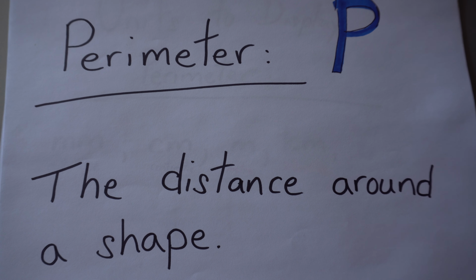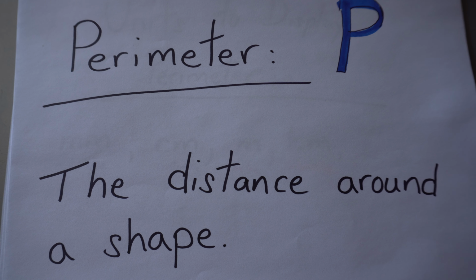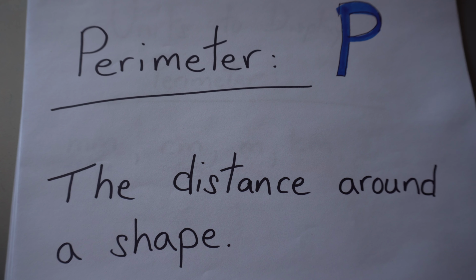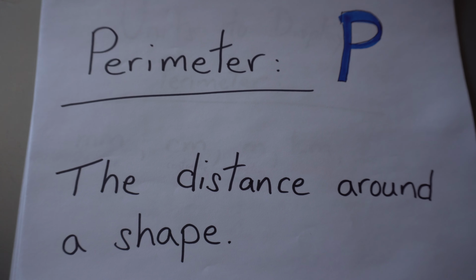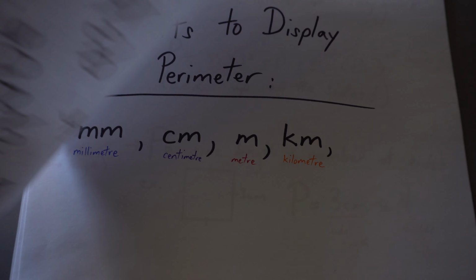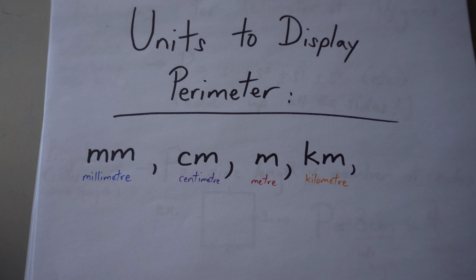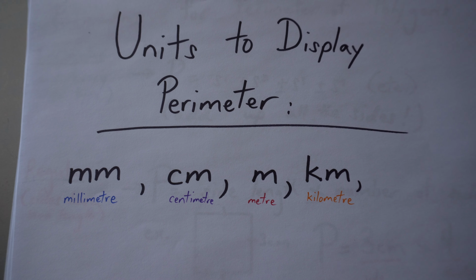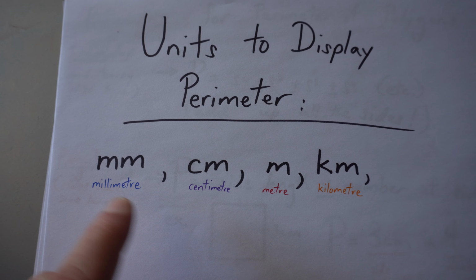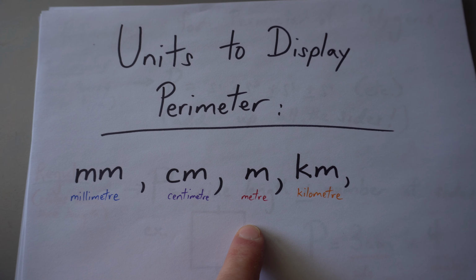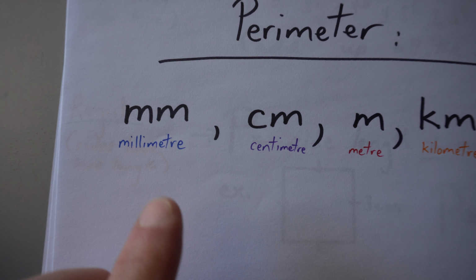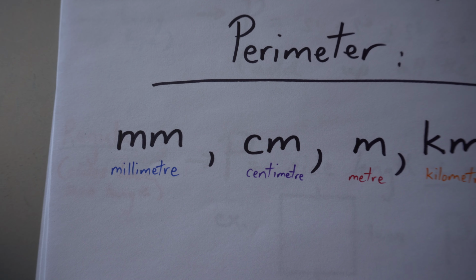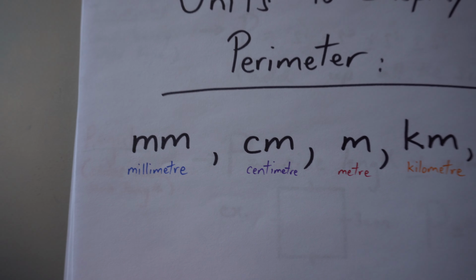All right, so today we were talking about perimeter. And perimeter, which is shown with the letter P in its formula form, is simply the distance around a shape. When we're using units to display perimeter, we can use millimeters, centimeters, meters, and kilometers. However, I think we'll be focusing mostly on millimeters and centimeters in our textbook because those are used for smaller objects.